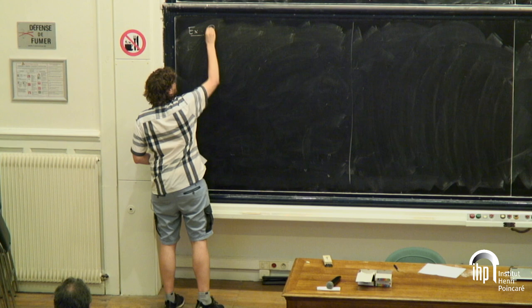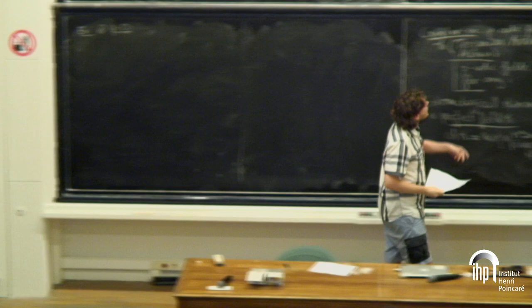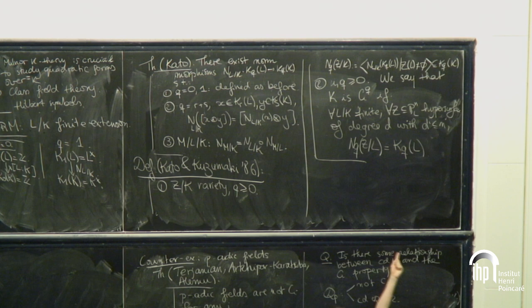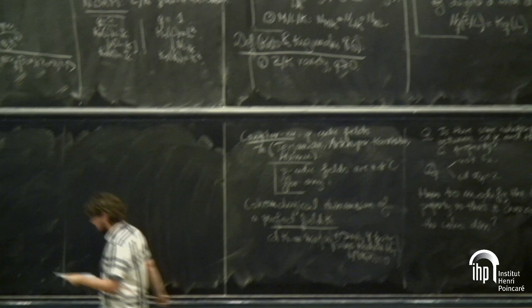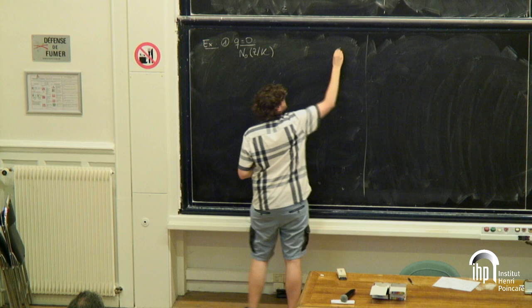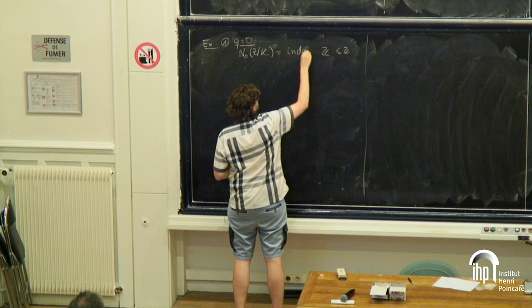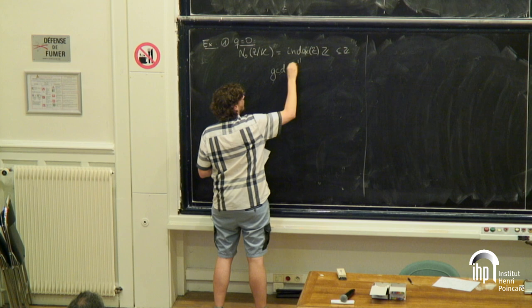Well, if Q is zero, the Milnor K-theory groups that appear up there are just Z, right? And the norm is the multiplication by the degree. So this means that the N0 of Z over K, okay, this is a subgroup of Z, and it's in fact the subgroup spanned by the index of the variety Z. So this is, recall, the GCD of all the degrees of finite extensions where Z has a rational point.